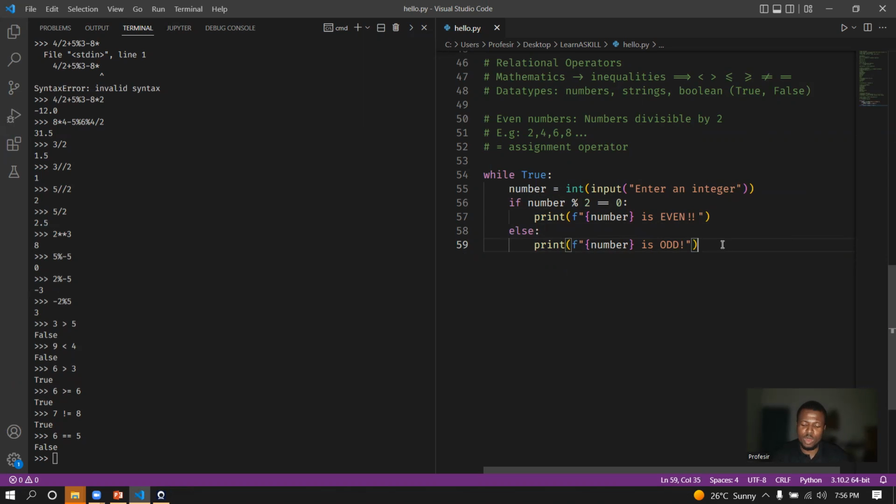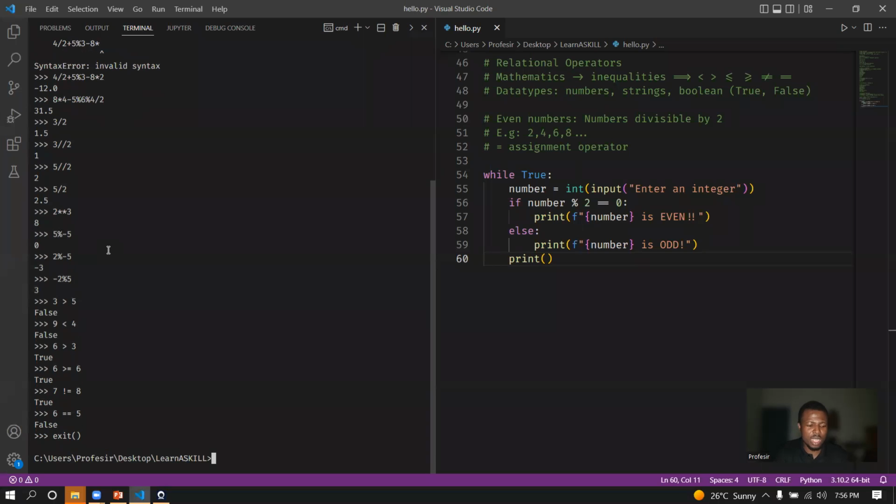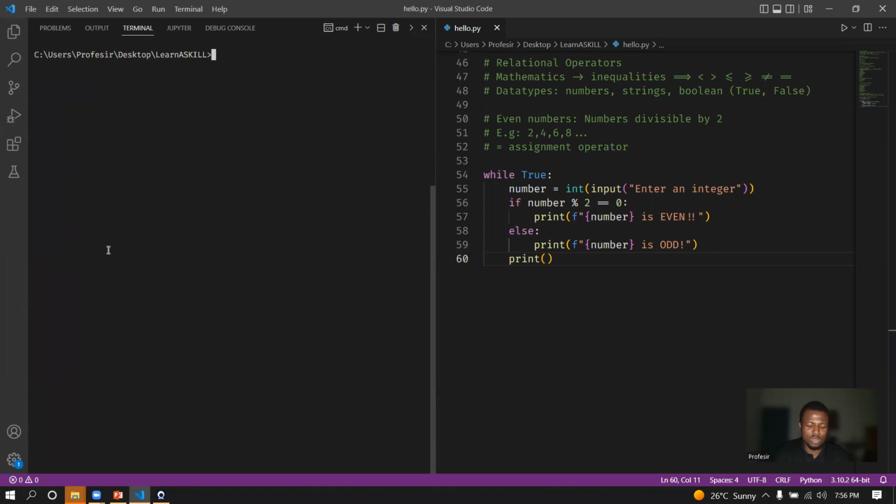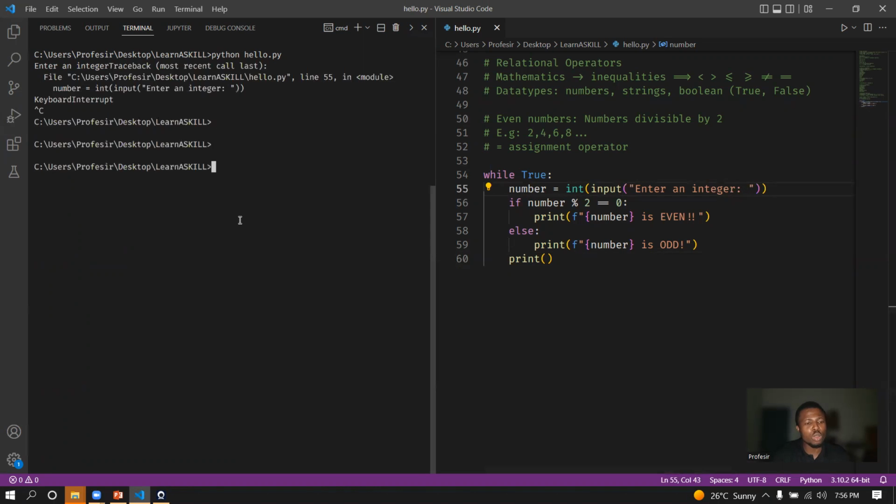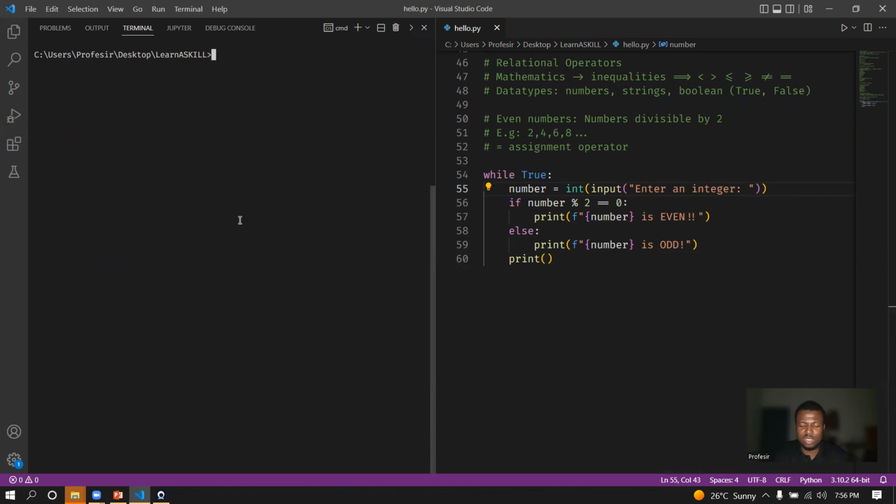And this program will run and run and run until I kill it myself. So let's print an empty line here. Let me exit the interpreter and clear the screen. Now let's run the program by calling Python and the name of the file. It says enter an integer. Now let me clean things up. Let me put a colon and a space here. Control C to kill it, because this thing will run indefinitely. All right, so we run this again, enter an integer.